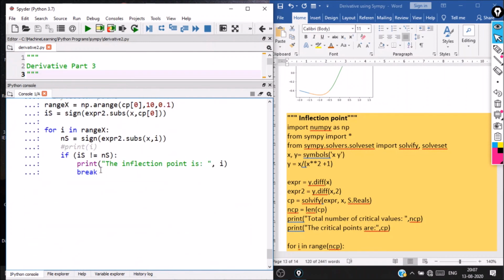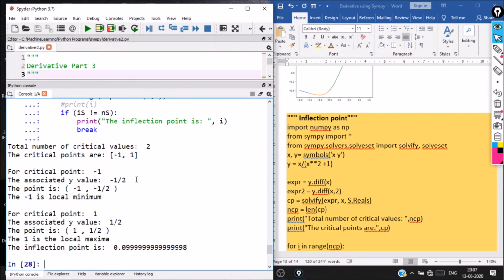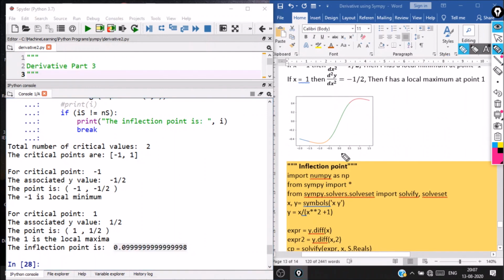We can execute it, and we will give this in the description part. So the total critical values are 2. The critical points are minus 1 and 1. Minus 1 is the local minimum and 1 is the local maximum. The inflection point is 0.09, which means it is near about 0. So 0 is near about this particular point. Here concavity changes, so through this we can identify the inflection point.